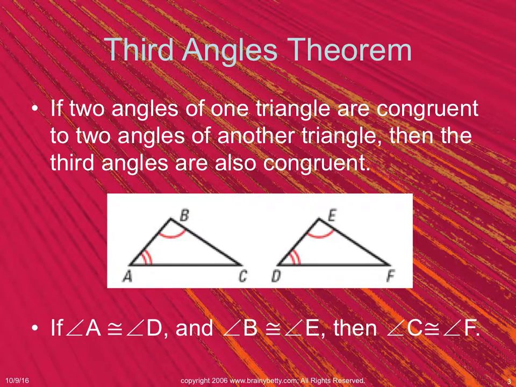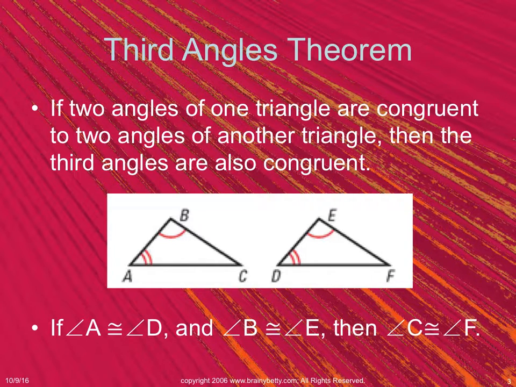Third angle theorem says if 2 angles of one triangle are congruent to 2 angles of another triangle, then the third angles are also congruent. We could have easily proven this one, right? If I said that on one triangle my angles were 30, 60, and 90, and then on the second triangle it was 30 and 60, I could say 30 and 60 plus that last angle have to add up to 180, and subtract the other 2 to get it.